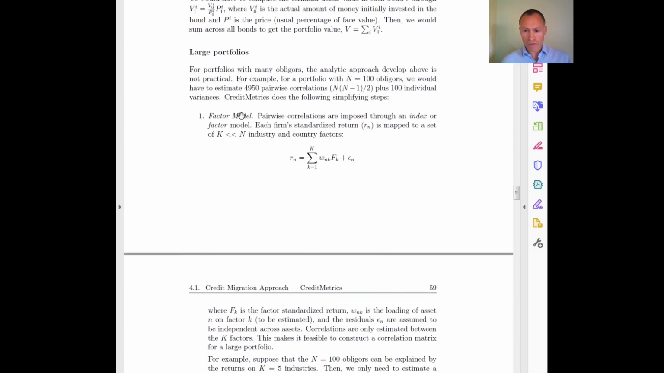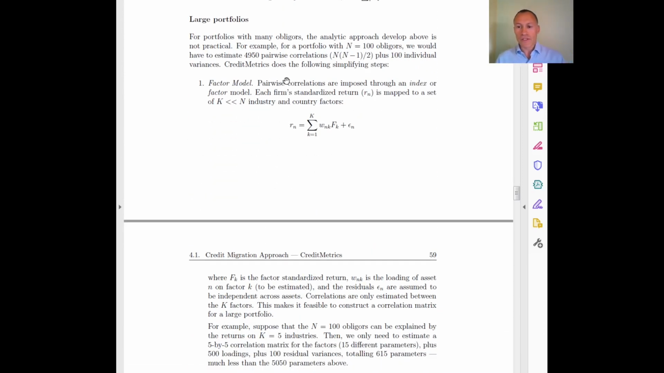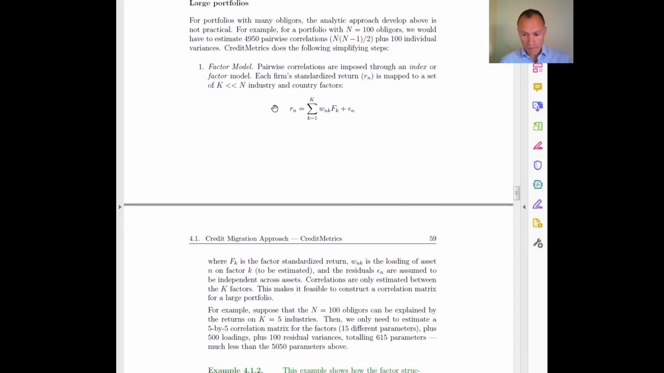So for large portfolios, what we actually end up doing is the following. We are going to impose the correlations, we are going to use a factor model. So basically what we are trying to do here is to explain the return on each single firm as a function of some factors. And these factors are typically industry and country factors.